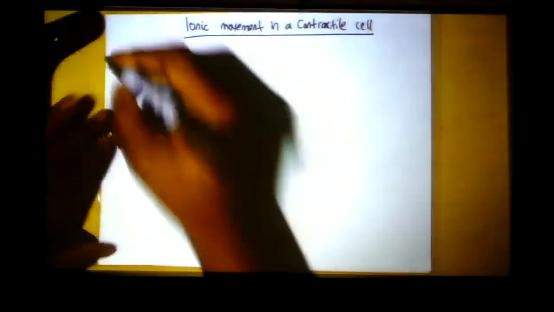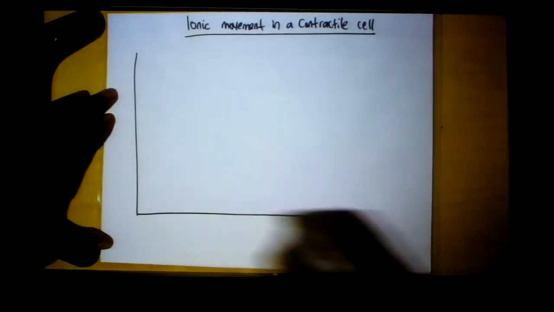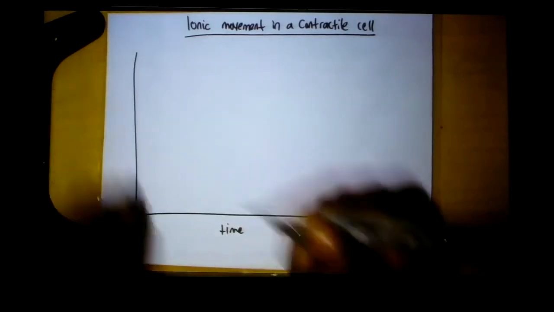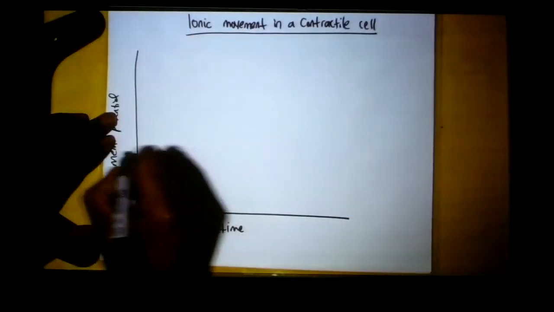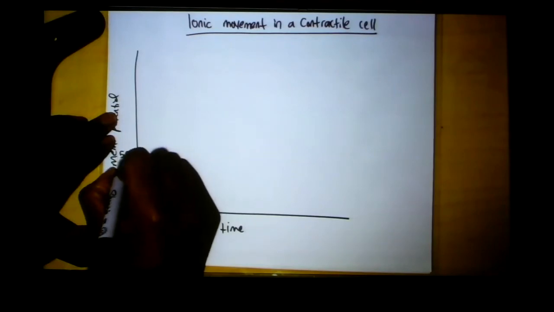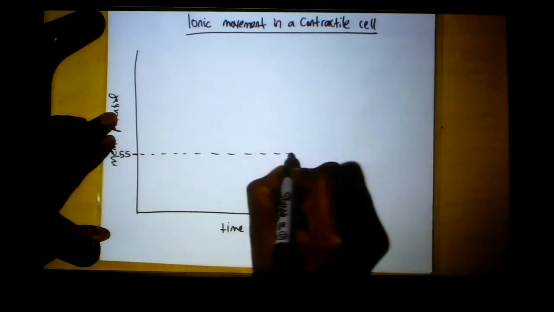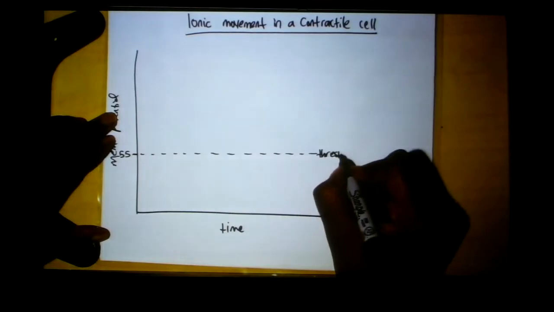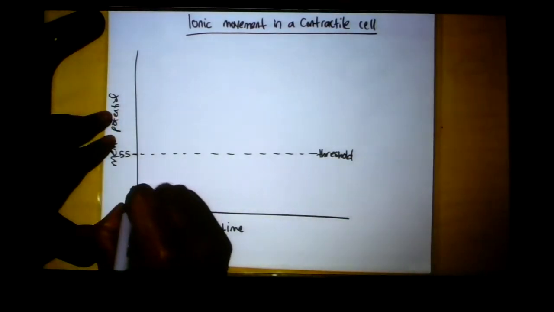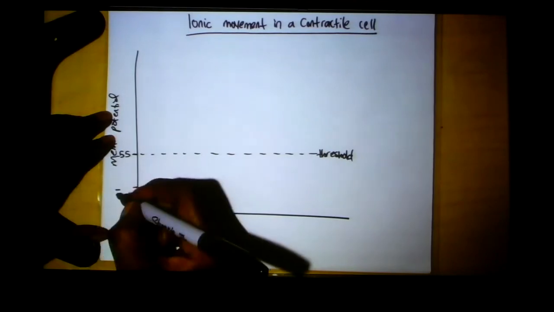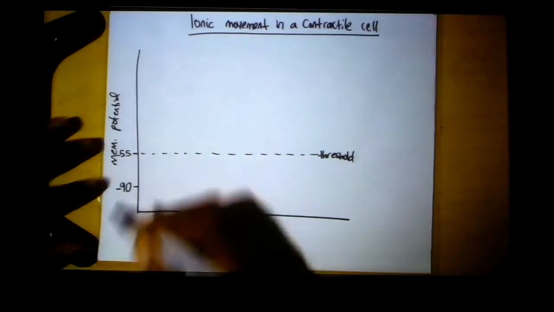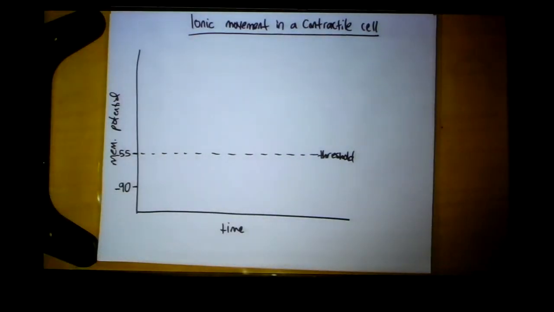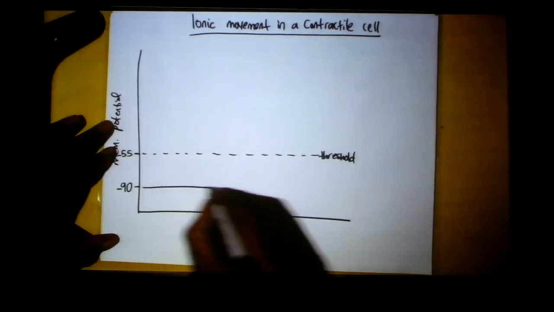Okay, so here we're looking at a contractile cell, and again, we're going to start with our graph, which compares time and our membrane potential. We start off with our same variable, so negative 55 being our threshold value. A contractile cell actually hangs out a little bit more negative than a neuron or a pacemaker cell. So resting is going to be negative 90 millivolts. It's a lot more negative, and that is our rest.